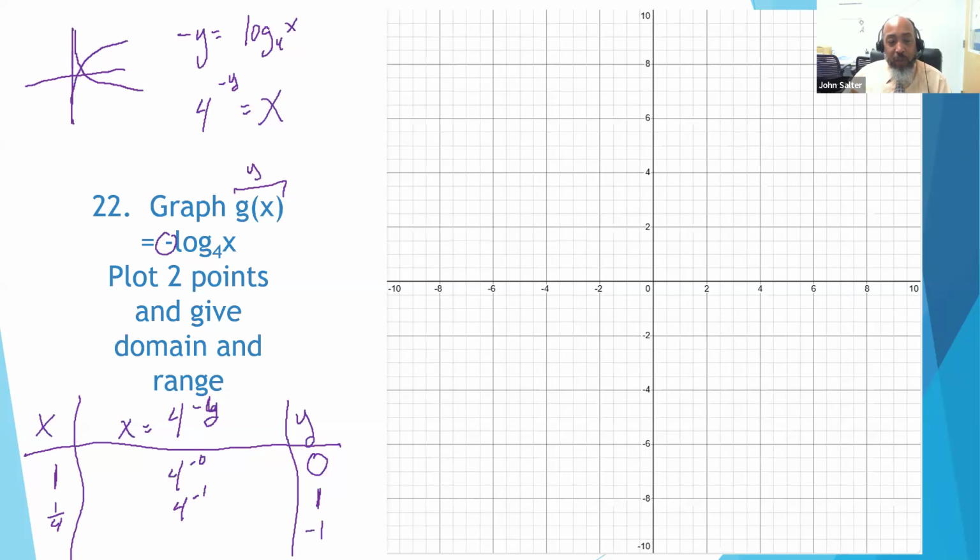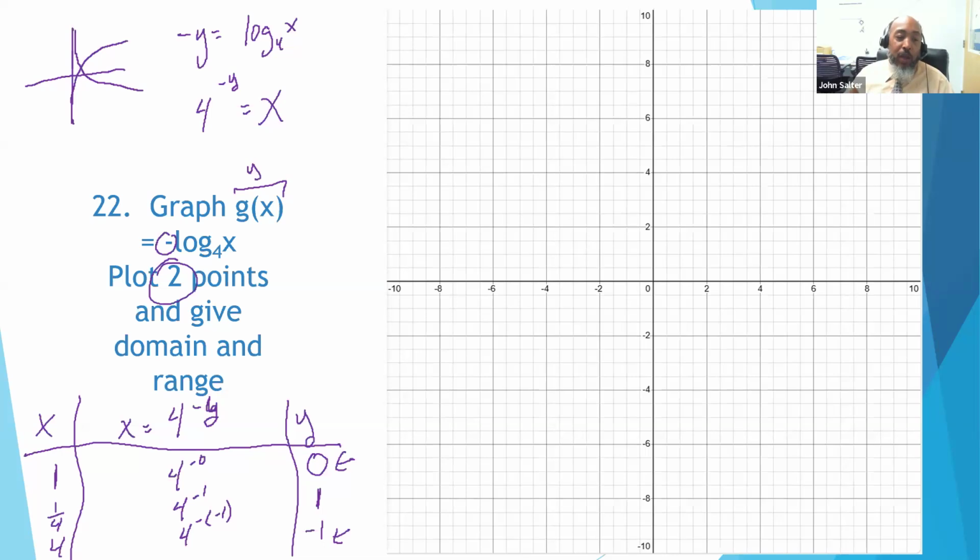What if a negative 1 was plugged in? Then I'd have 4 to the negative of negative 1, which is just a positive 1, which is 4. It said I needed 2 points. I'm going to use these 2 points to avoid the fractions.